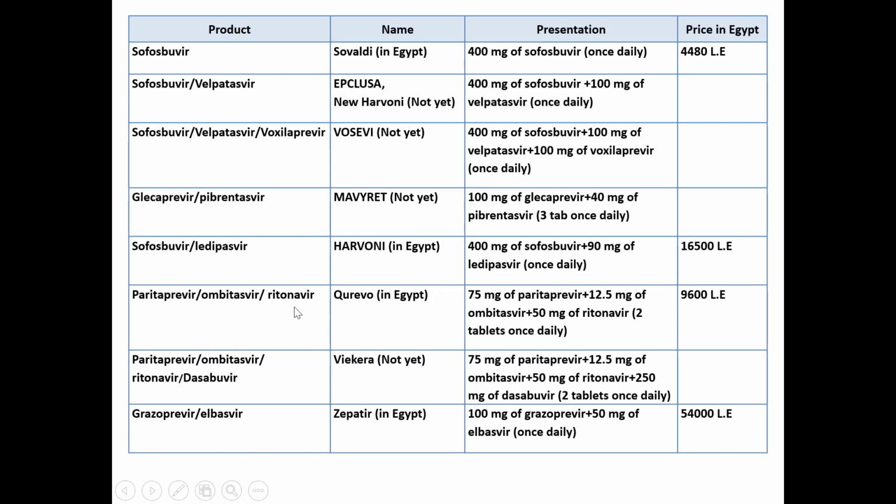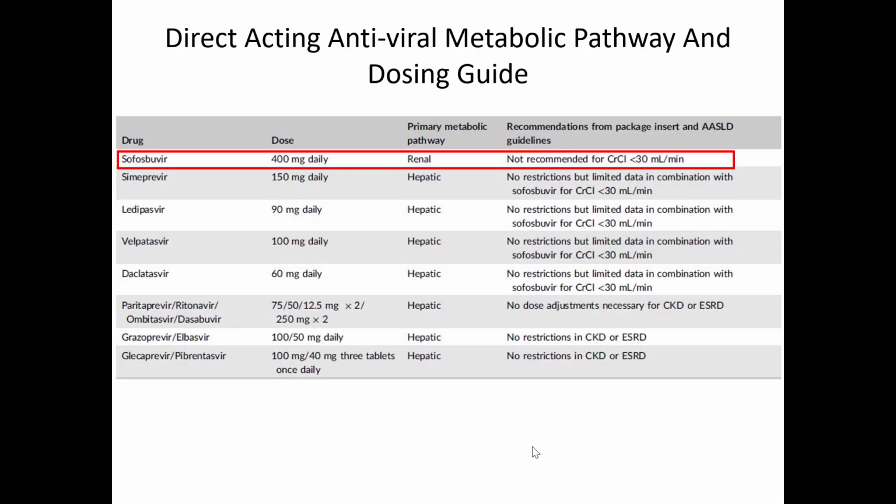Paritaprevir, ombitasvir, ritonavir in Egypt is named Curivo, and each tablet contains 75 mg of paritaprevir, 12.5 mg of ombitasvir, plus 50 mg of ritonavir, to be taken 2 tablets once daily. Paritaprevir, ombitasvir, ritonavir plus dasabuvir, Viekira, is not available in Egypt. Each tablet contains 75 mg of paritaprevir, 12.5 mg of ombitasvir, 50 mg of ritonavir plus 250 mg of dasabuvir, 2 tablets once daily. Grazoprevir plus elbasvir in Egypt is named Zepatier. Each tablet contains 100 mg of grazoprevir plus 50 mg of elbasvir, to be taken once daily also.